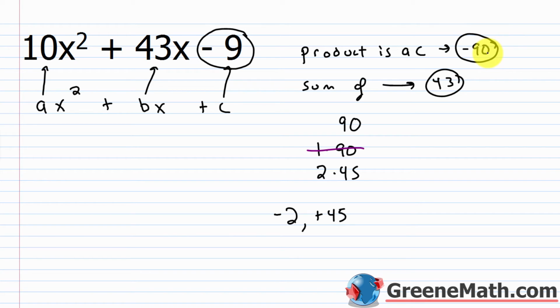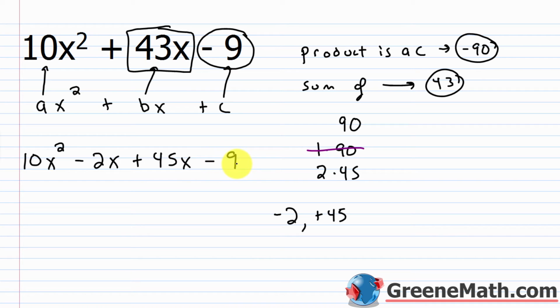So remember, I'm not done once I've figured this out. I've got to use this information to rewrite this middle term. So what I'm going to do is I'm going to say I have 10x squared, minus 2x, then plus 45x, and then minus 9. All right, so once I've rewritten this trinomial as a polynomial with 4 terms, again, I can use factoring by grouping. So let me erase this, and we'll set this up.